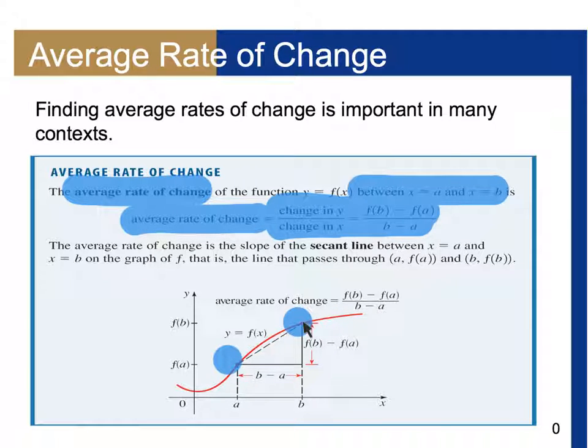Okay, and if we want the average rate of change between those 2 points, we take the slope of that secant line. So all we're doing is taking the slope between these 2 points. So change in y, f of b minus f of a, over change in x, b minus a. And that's how we get our average rate of change there. Okay. So all you're doing is basically taking the slope between 2 points on a curve.